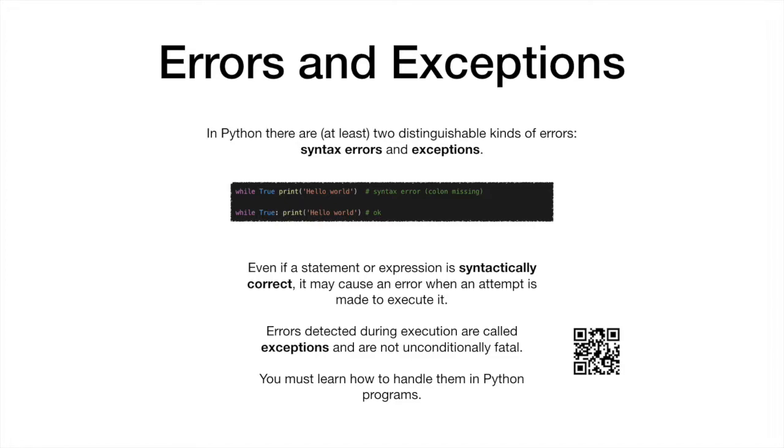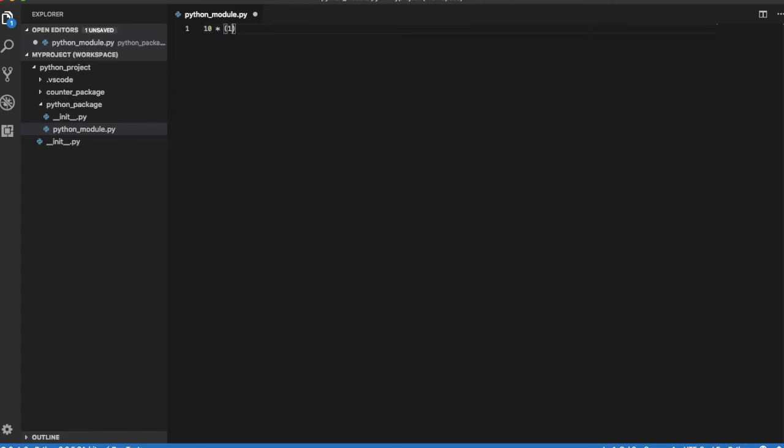Even if a statement is syntactically correct, it may cause an error when executed. Errors detected during execution are called exceptions. These errors are not unconditionally fatal. Learning how to handle them is key in Python. Let's see a small selection of possible exceptions that can be raised.